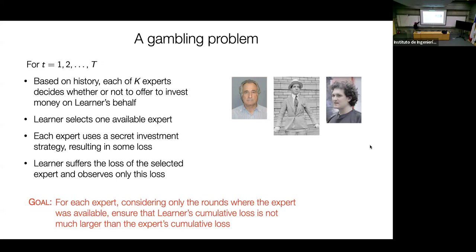And then the expert doesn't reveal their strategy. There might be some reasons why it wants to secretly invest. And then the learning algorithm, it only selected one expert, and it's only going to suffer the loss. It's only going to look at the performance of the expert that was selected. In a more general setting, or a nicer setting for the learning algorithm, it would suffer the loss of the expert that it selected.